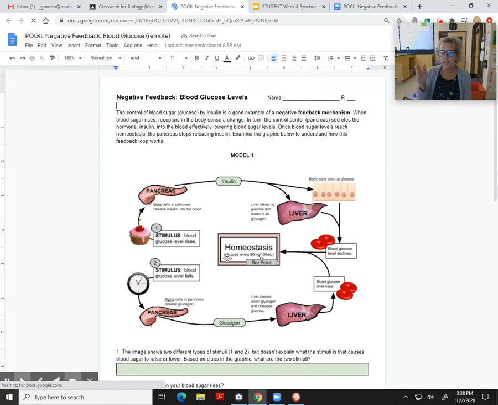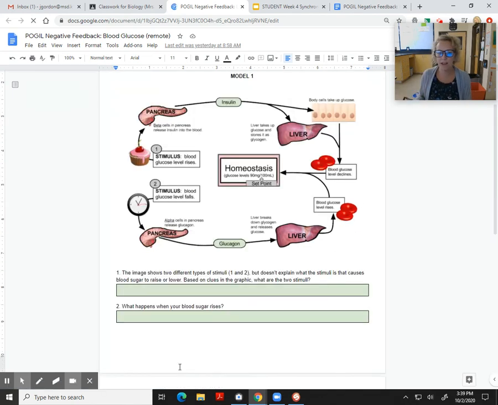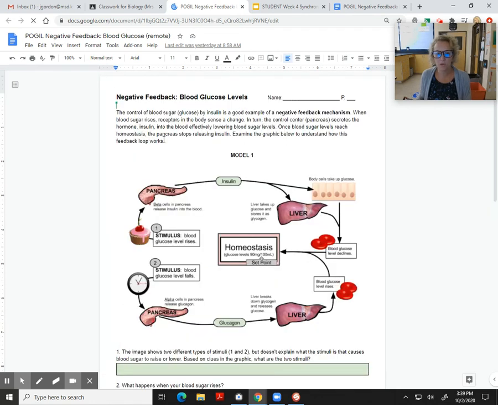Now, a POGIL has all the information that you need to complete it right here on this document. You should not need to be Googling any answers. In fact, please do not Google answers for this. The answers that you're going to be typing here in the green boxes can all be found on this image right here or in the reading right here. So once again, this document is self-contained. You do not need to Google, and I hope that you do not try to Google any of these answers.